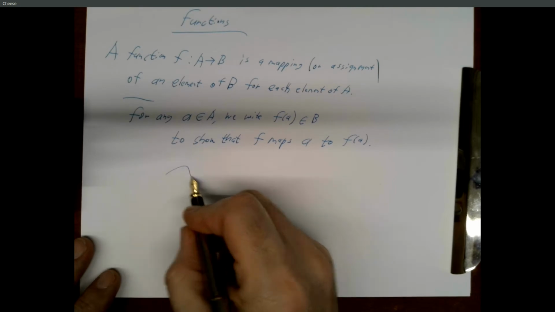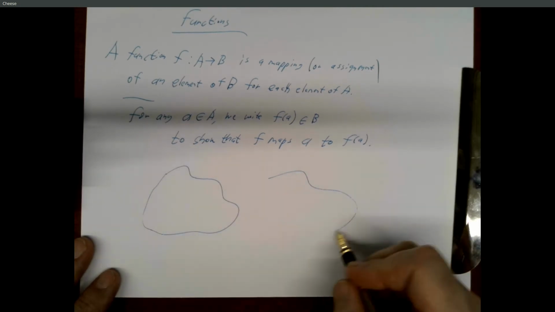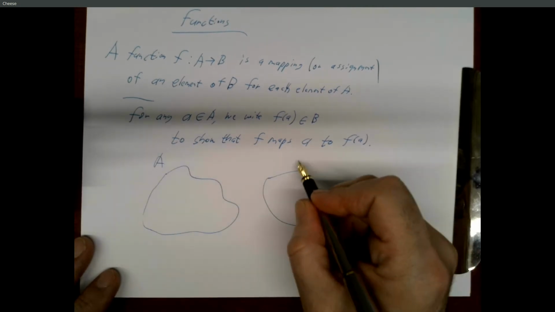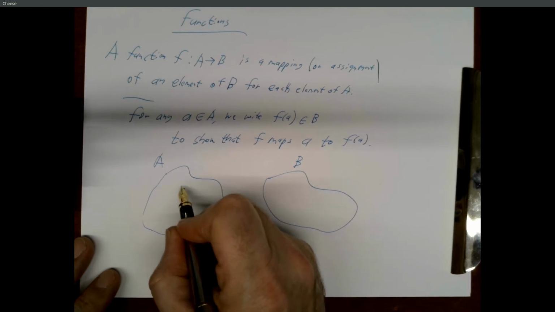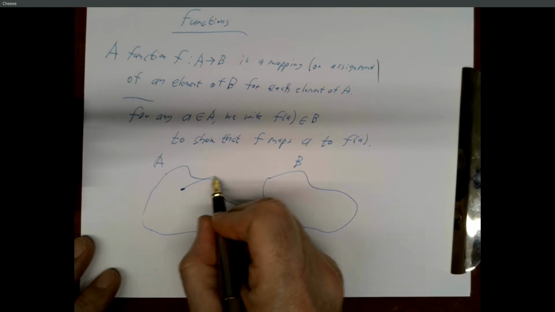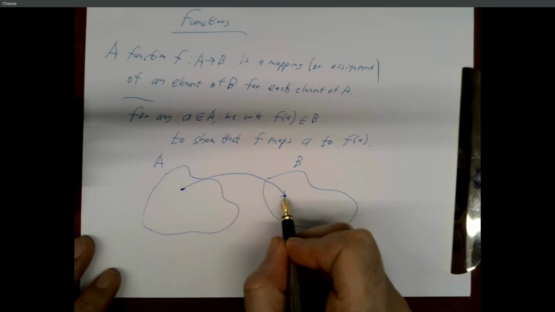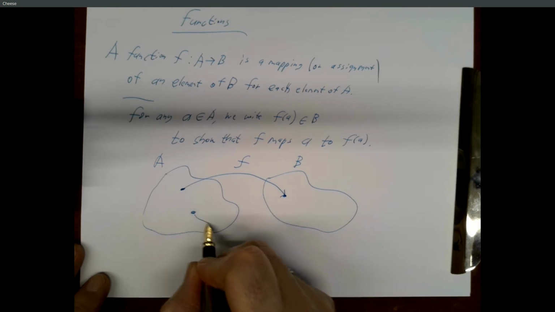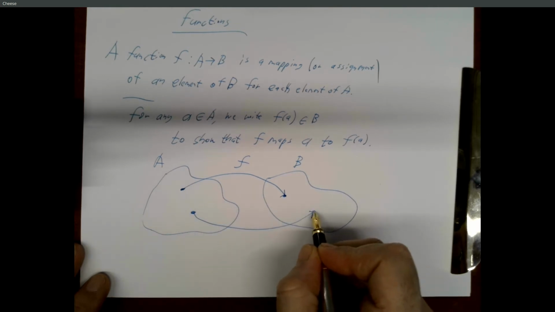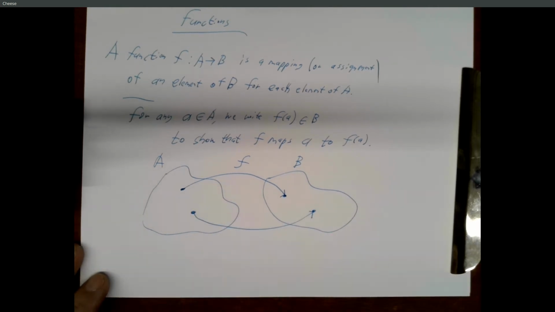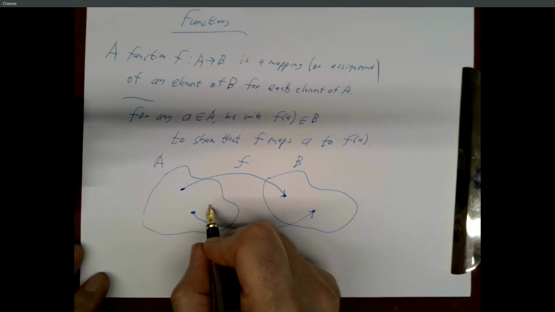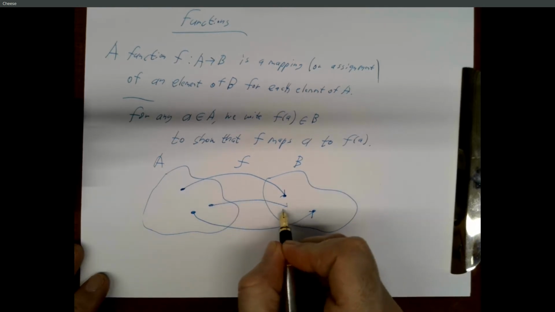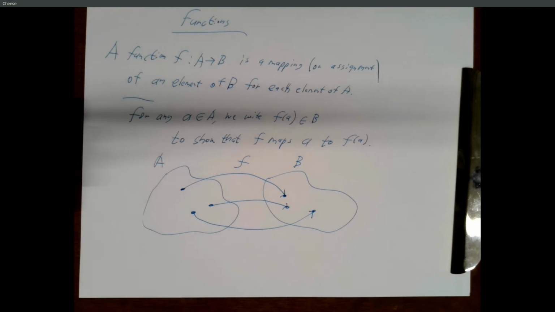And so if we think of this in pictures, here's a set A, here's a set B. Here's an element of set A, f takes that element to some point in the set B. Here's another element of A. f maps that to some point in B. And here's a third element. And it maps that to a third element. So that's a function.